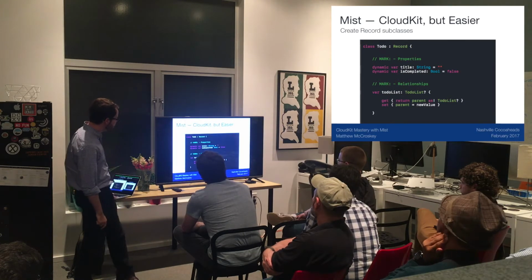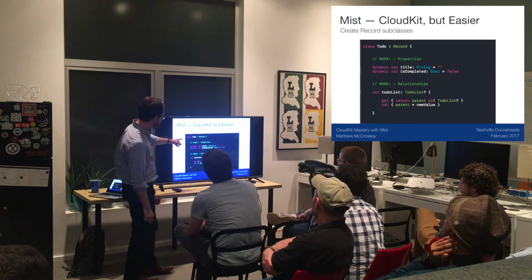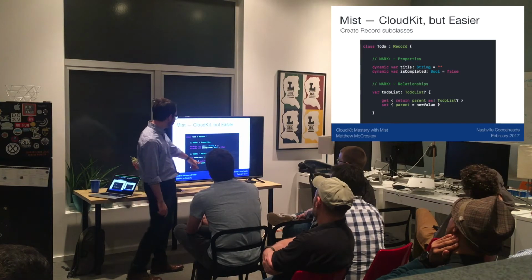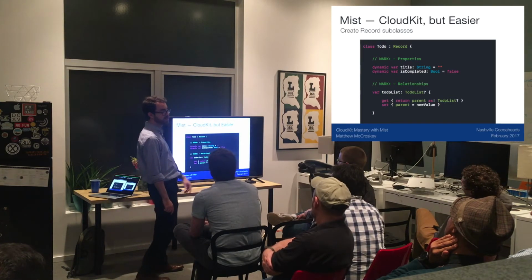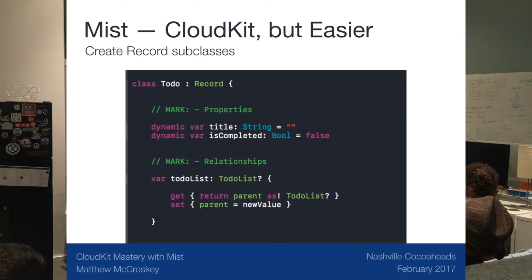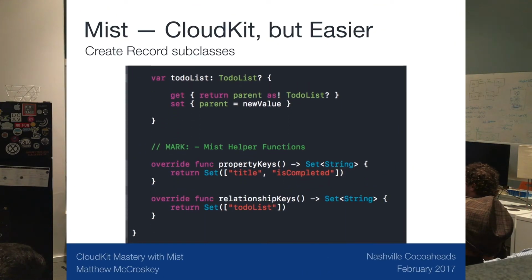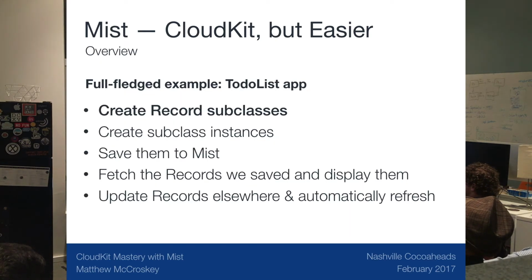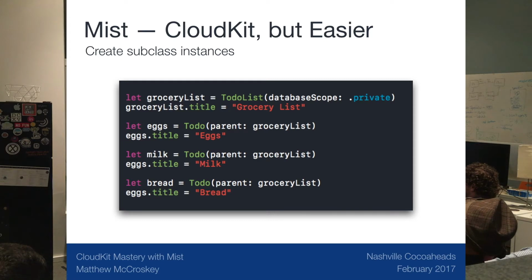And then your to-do, same thing, and it has a to-do list. This is just convenience. It's a computed property, which is parent. Parent is an inherent property in the record because it's actually an inherent property in the CKRecord. I didn't talk about that. So that's how you would, oh yeah, there's the same thing. Property keys and relationship keys, just like I talked about. So you could then create them. This is equivalent to what we said before, but you can see it's much simpler.